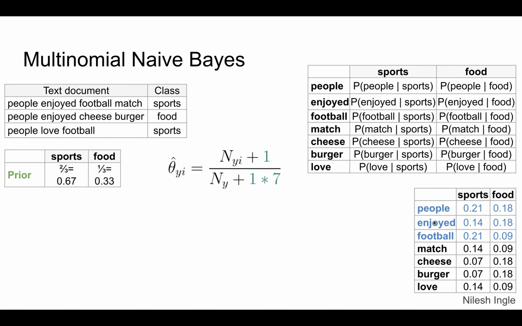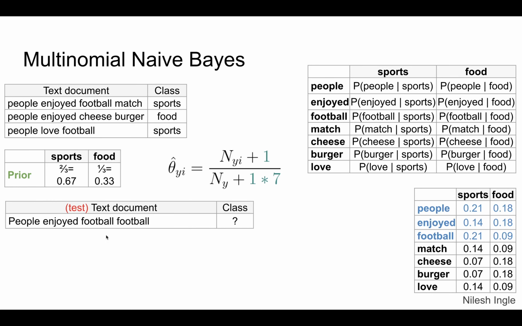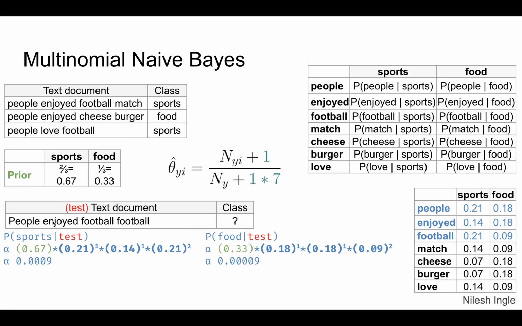And now what we can do is use those values to calculate the likelihood for the new test document. So the new document we have has these words in it: people enjoyed football, football. So what we can now do is calculate the probability for the class sports given this particular test document, and the probability for food given the test document.